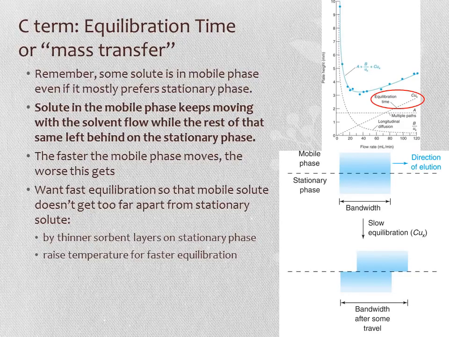Our last term, the C term, describes the equilibration time, or sometimes it's called the mass transfer term. What we need to think about here is that some of our solute, our analyte, is in the mobile phase and some is in the stationary phase. Going back to the mall analogy, what that means is some people who love clothing stores are in the hallway while others are in the stores.